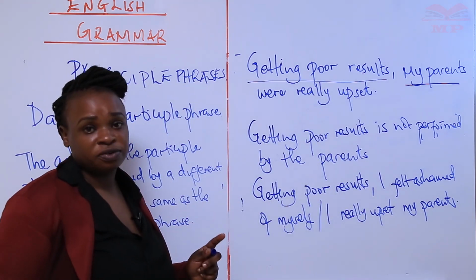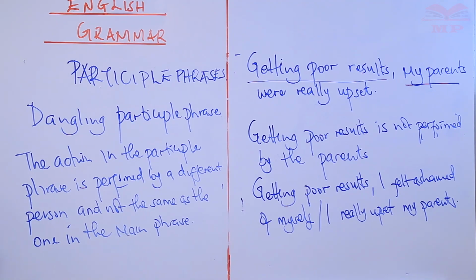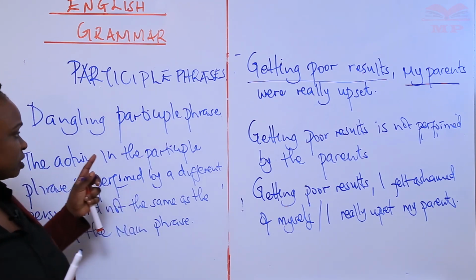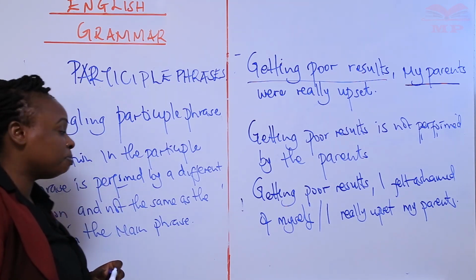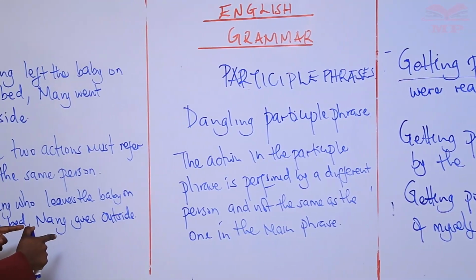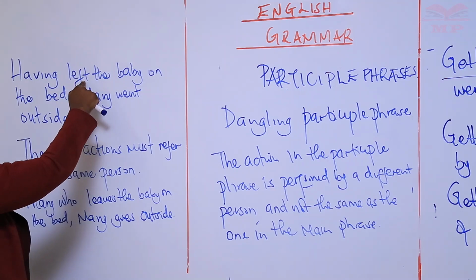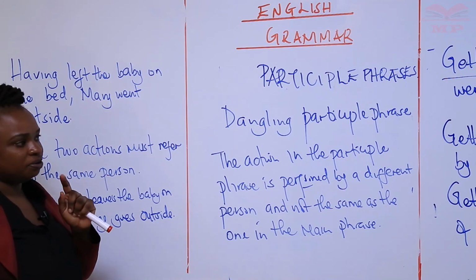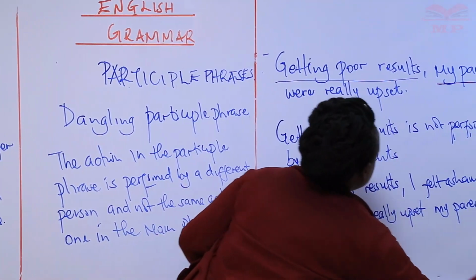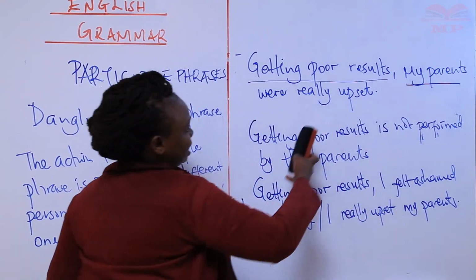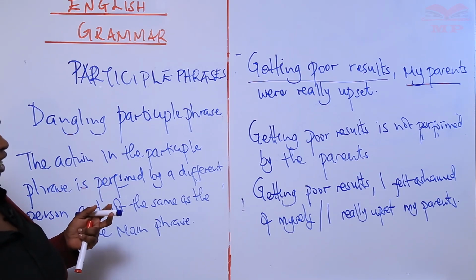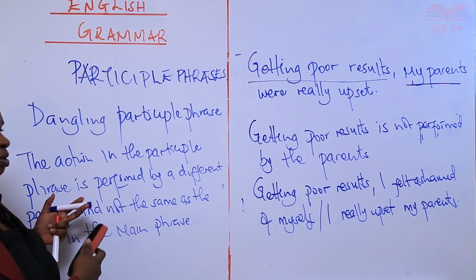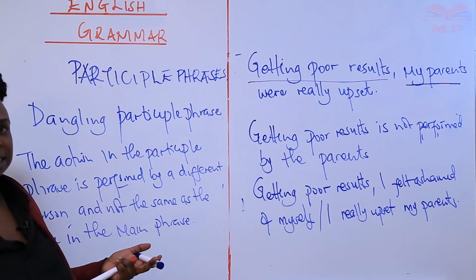So be careful. When you're combining two sentences in an exercise, the two actions must refer to the same person to avoid what? The dangling participle phrase. Remember we said that the action in the participle phrase and the action in the main sentence must refer to the same person. Here, the action is not performed by my parents. That's why it looks like a dangling participle phrase. I'll give you more exercises to practice on it, to avoid ambiguity and a participle phrase that looks as if it is hanging. All right?